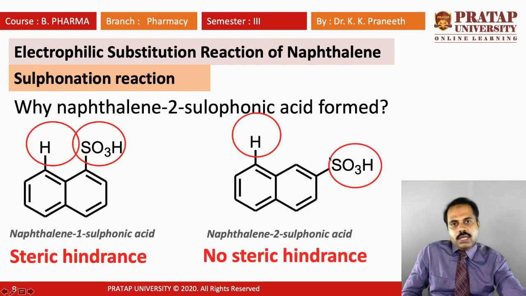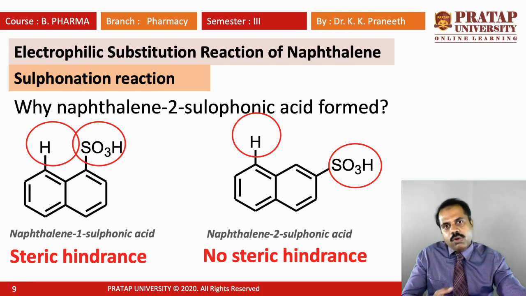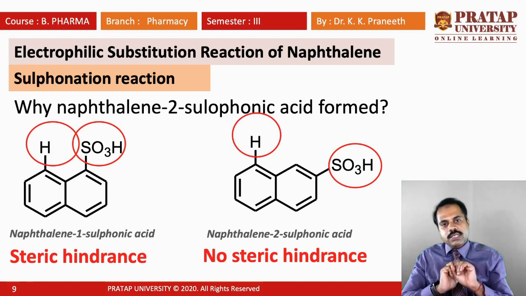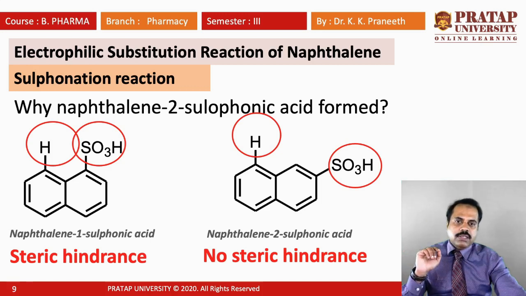So in the next class we will see more about the reactions of naphthalene, and then move on to see the 3-ring fused systems like anthracene and phenanthrene.